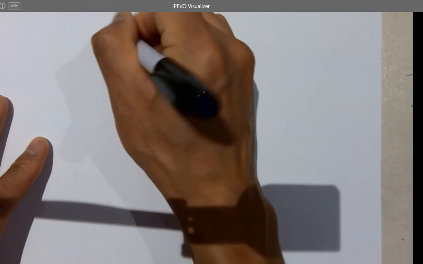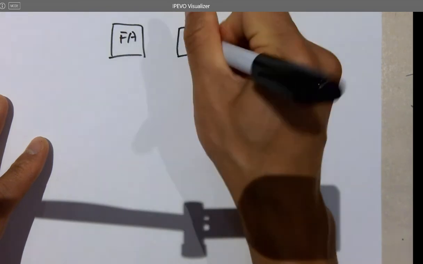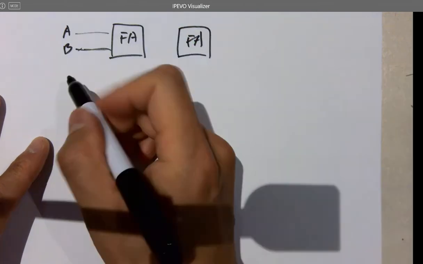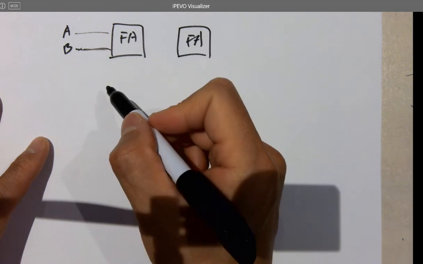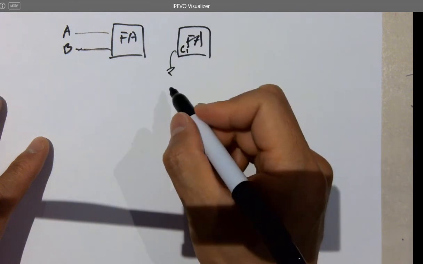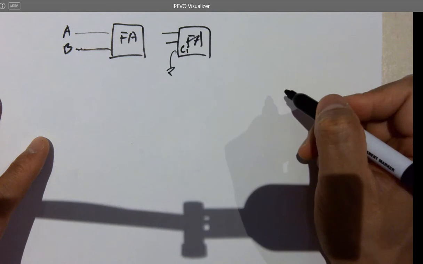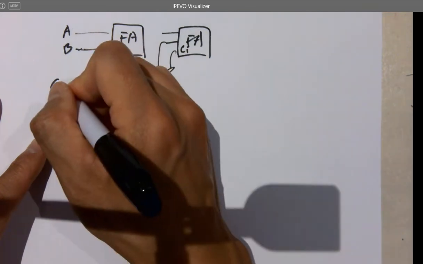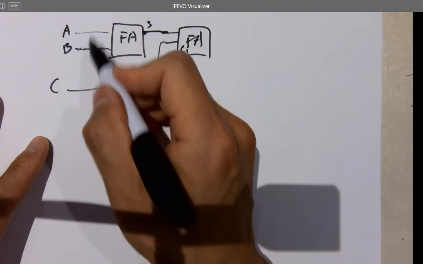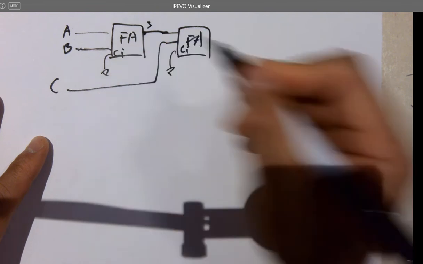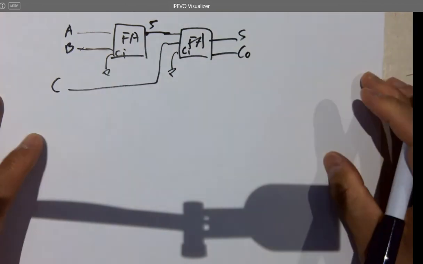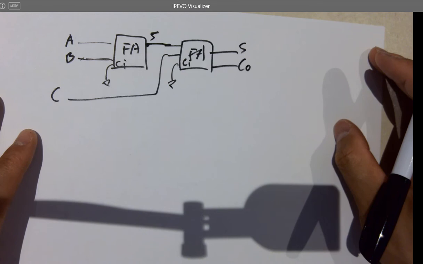So if I have an FA here and an FA here, with A and B, I have another number to be added to A and B. If I ground the CI here but still have A and B, and then I put a C here, and the summation from these two, and I ground the CI here as well, then S and CO is still the final result. Is that correct?